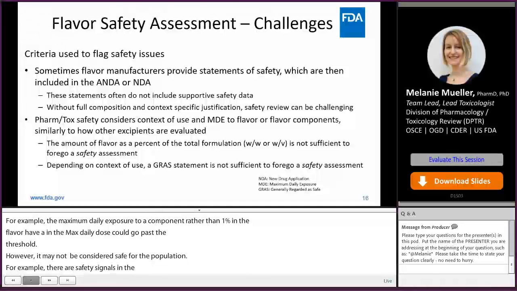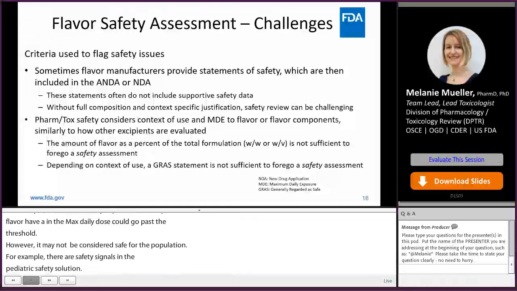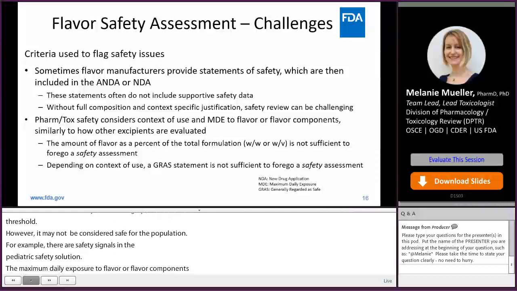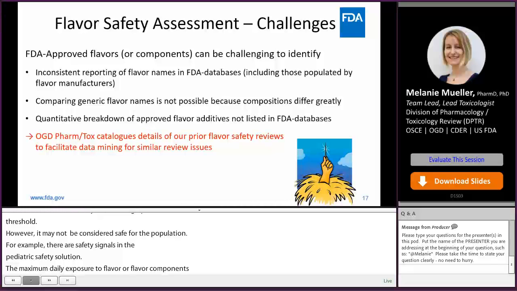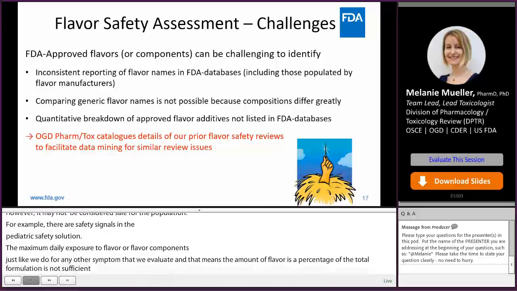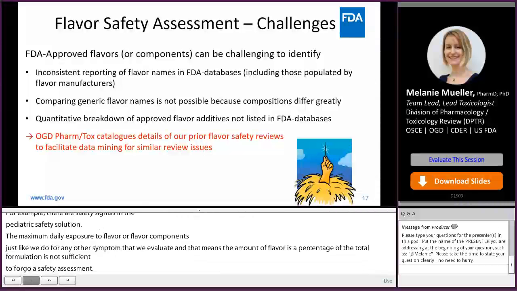And that means that the amount of a flavor as a percentage of the total formulation is not sufficient to forego a safety assessment. Also, depending on the context of use, a GRAS statement is not sufficient to forego a safety assessment. The last internal challenge we encounter, and I would like to bring to your attention, is that FDA-approved flavors and their components can be challenging to identify.